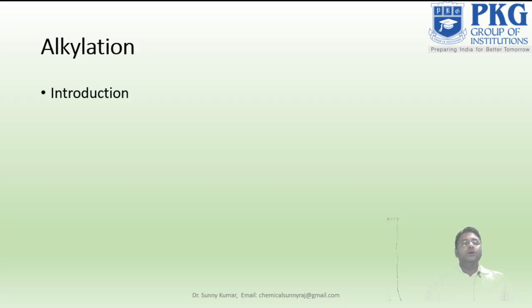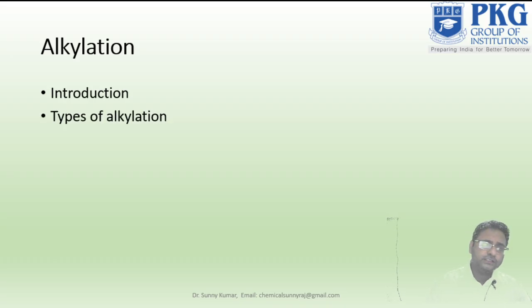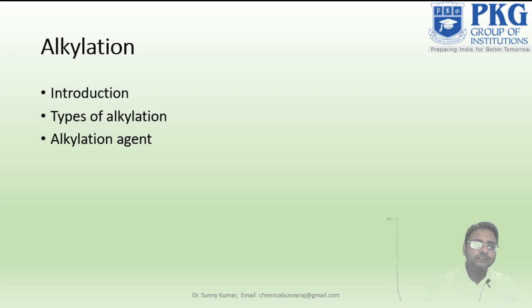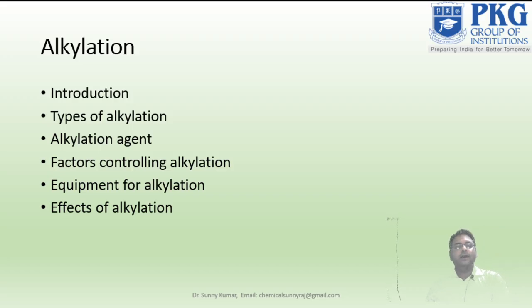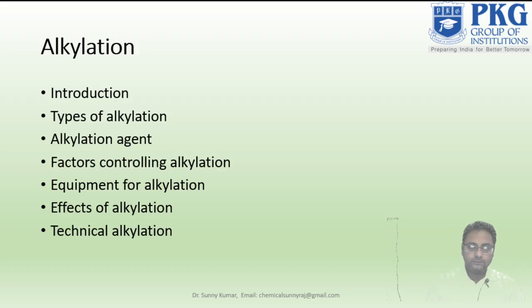In alkylation, the contents are: first the introduction, then the types of alkylation, the third is alkylating agents, factors controlling alkylation, equipment for alkylation, and the effect of alkylation. These are the things we will read in alkylation, and the technical alkylation. These are the different topics we will read in this unit.